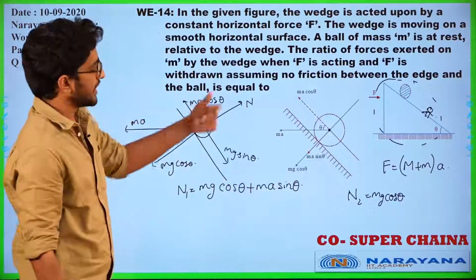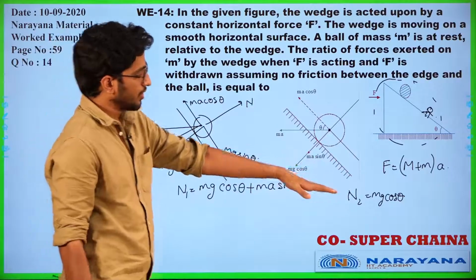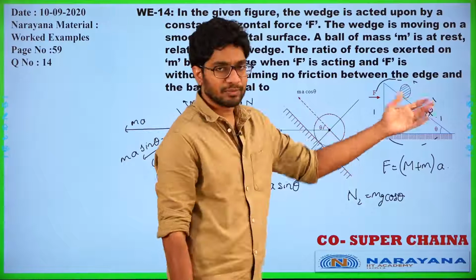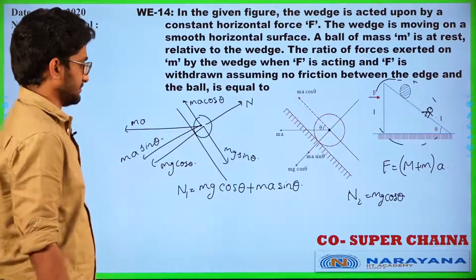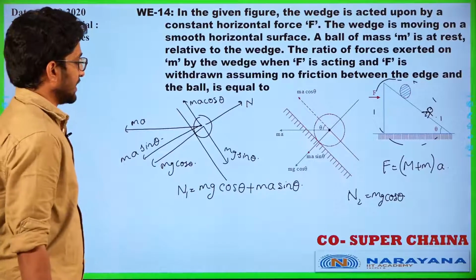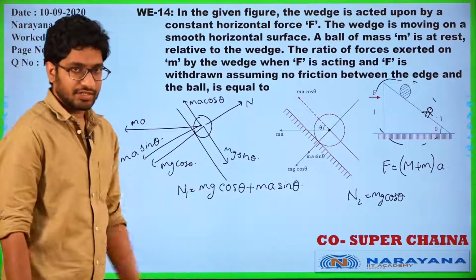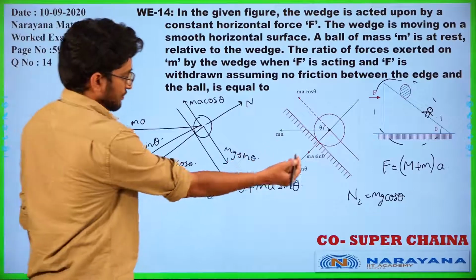Normal when the force is acting and the ball is at rest, over normal when the force is not acting and the ball is at rest. You just need the ratio of them. So it is (g cos theta plus a sin theta) by g cos theta. The value of a is F by m plus m, we can say.